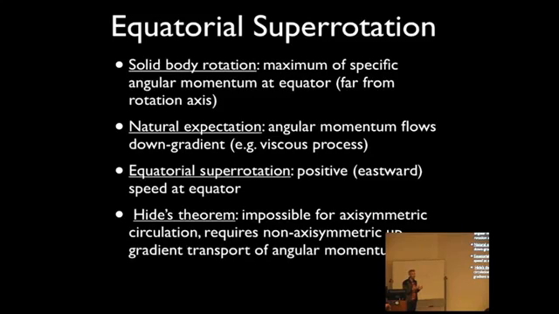It's a non-trivial feature of an atmospheric flow, where somehow you pile up angular momentum where it's already at the maximum. And then now going back to the description of what we see in the frame of the rotating planet, it means a positive eastward wind at the equator. That's a sign of superrotation.